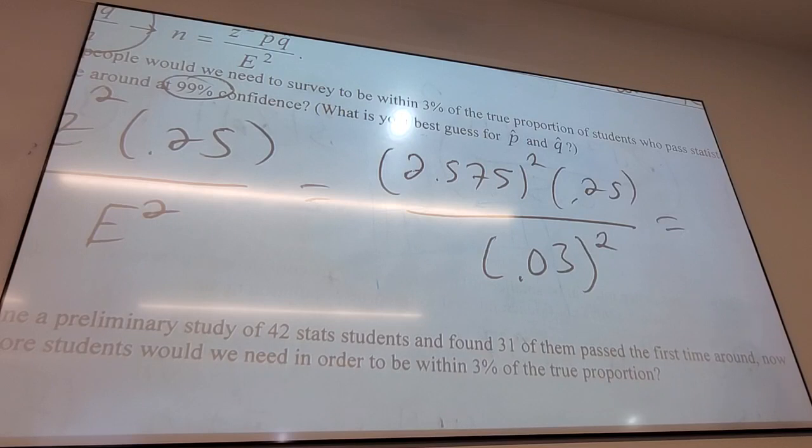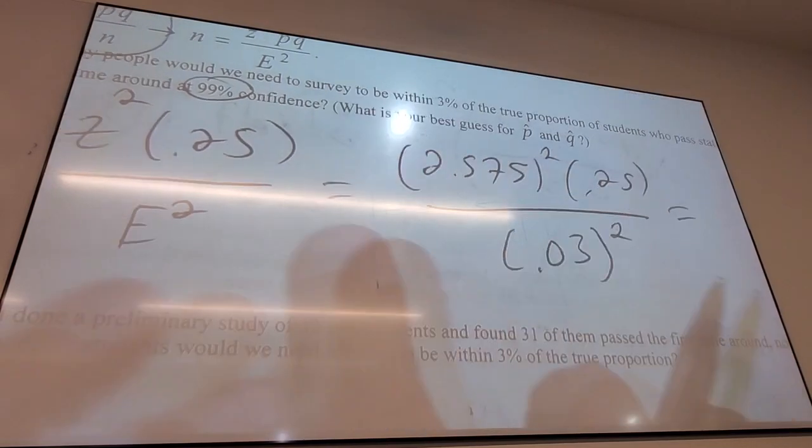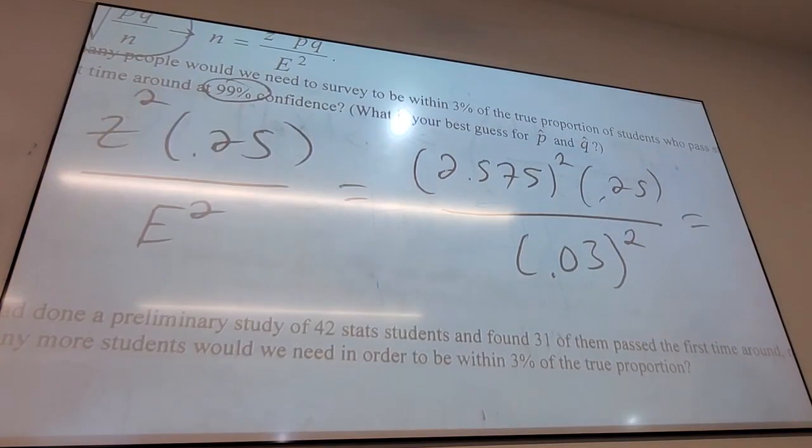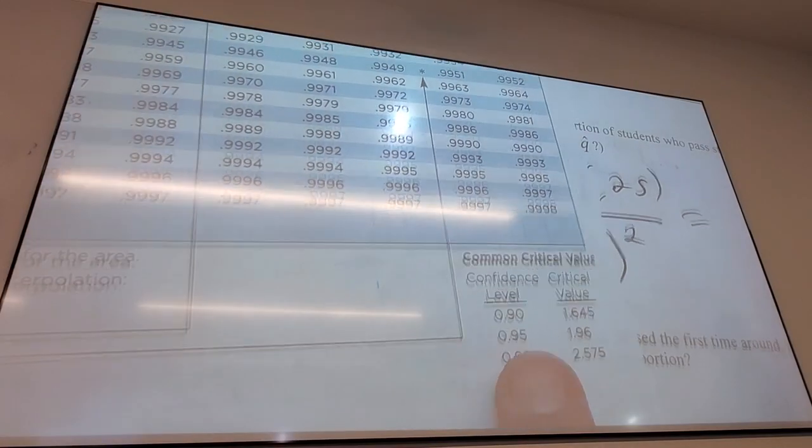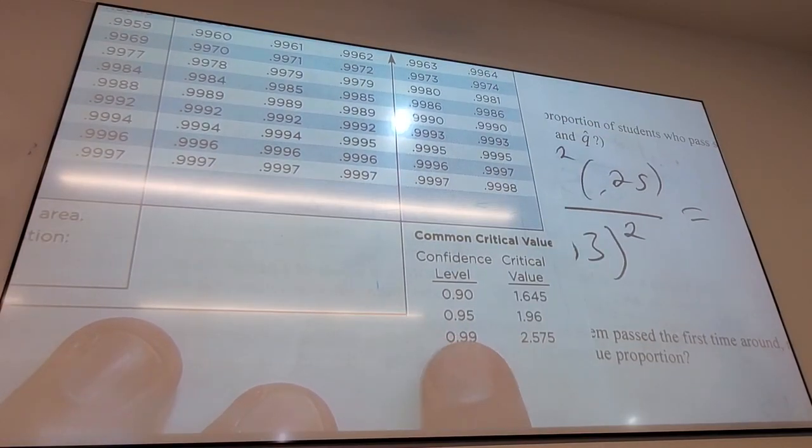Stop trying to do that in my head because I'm starting to get ahead. How do we find the Z? The two. Oh, 99% confidence, right? Yeah. Go back to the little baby chart. 0.99. I keep forgetting that.